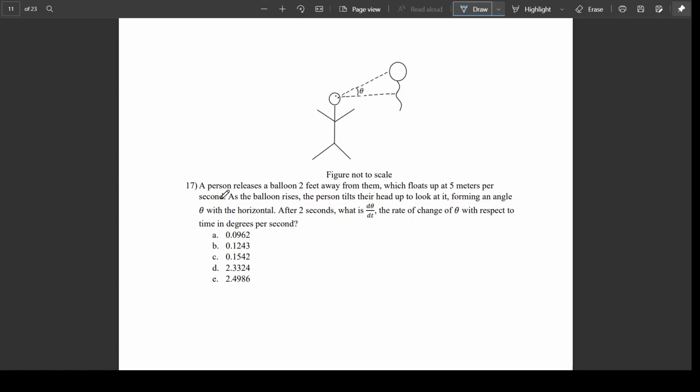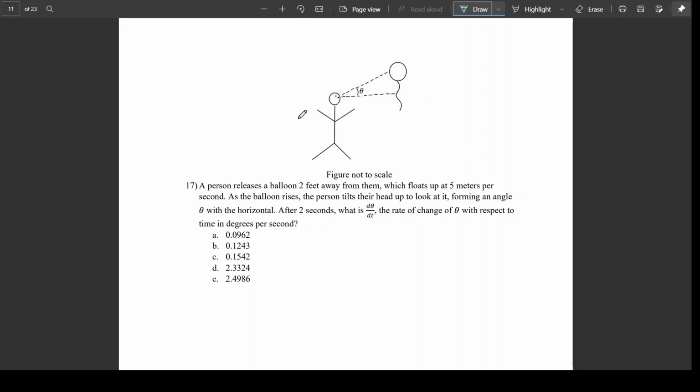17. A person releases a balloon 2 feet away from them, which floats up at 5 meters per second. As the balloon rises, the person tilts their head up to look at it, forming an angle theta with the horizontal. After 2 seconds, what is d theta dt, the rate of change of theta with respect to time in degrees per second?